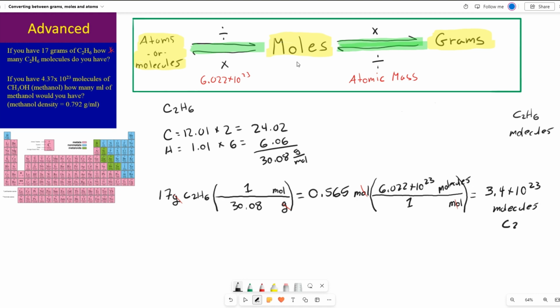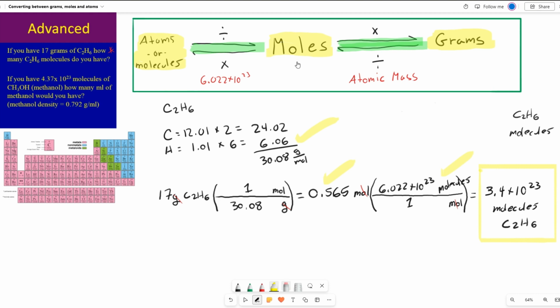Molecules of C2H6, and that's what we're being asked to solve for, so that will be our final answer for the first one. So there we had really three steps. The first step was you had to find the formula mass. The second step was converting from grams to moles, and then the third step was converting from moles to molecules.